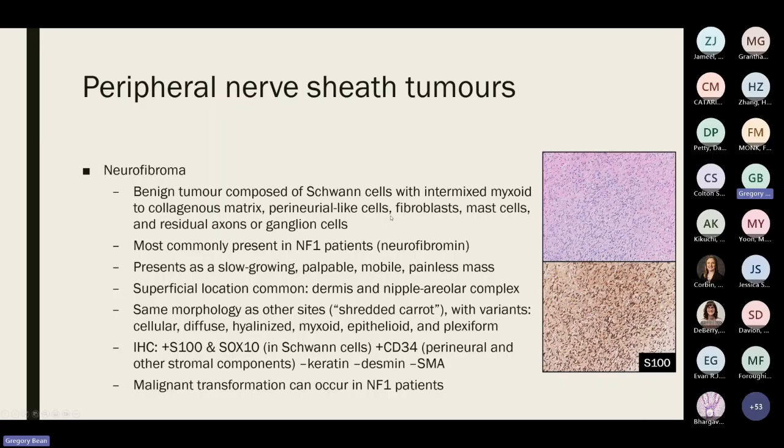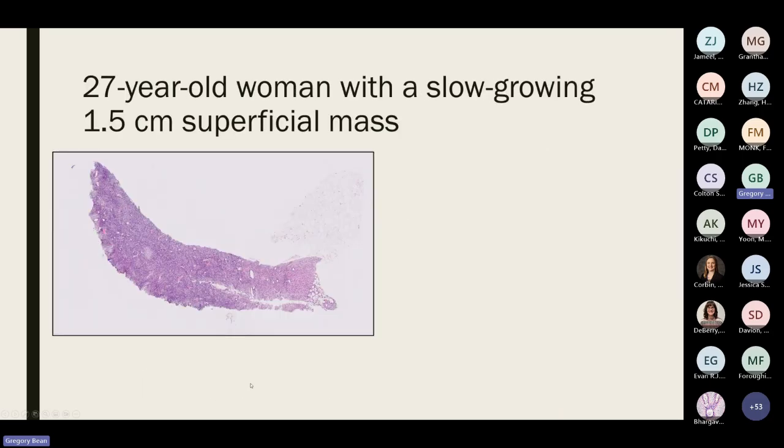Neurofibroma, similarly, same appearance as other places of the body. Most commonly, these present in the breast in NF1 patients. A superficial location is more common, in the dermis or the nipple areolar complex. It has this shredded carrot appearance. There are different variants of neurofibromas. These are positive for S100 and SOX10 in the Schwann cells, positive for CD34 in the perineural and other stromal cells. And of note, in NF1 patients, neurofibromas can undergo malignant transformation, so you don't want to miss that.